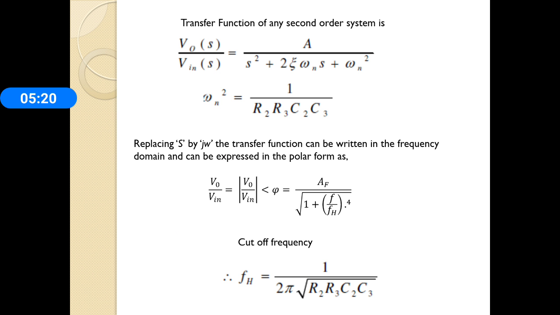Replace S by j omega. The transfer function can be written in the frequency domain and expressed in the polar form as V0 upon V in equals the magnitude of V0 upon V in at phase angle phi, equals the passband gain AF upon the square root of 1 plus (F upon FH) raised to the power 4. The cutoff frequency FH equals 1 upon 2 pi times the square root of R2 R3 C2 C3.